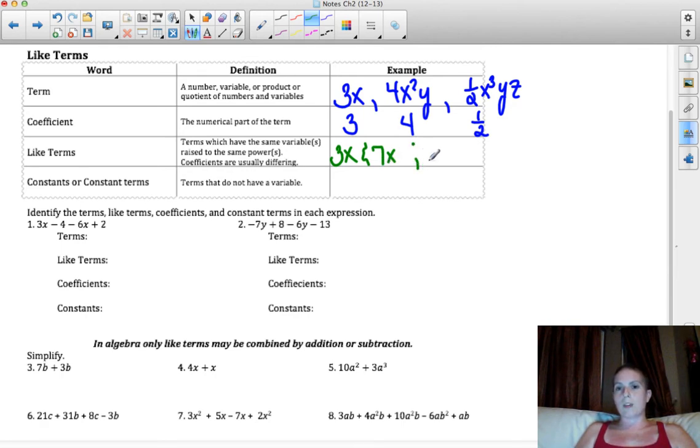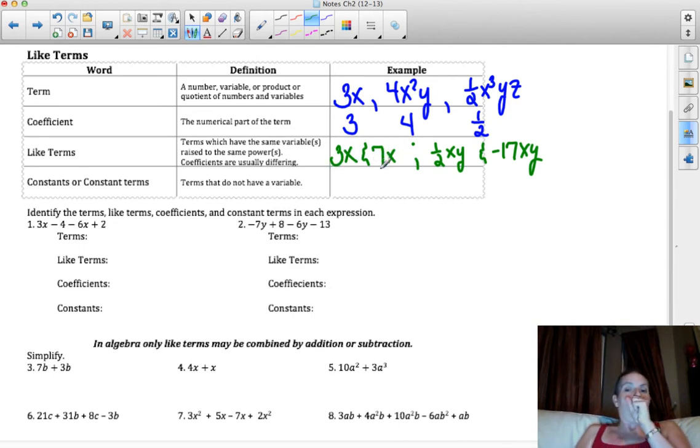Or maybe we're looking at a set like 1/2 xy and -17xy. Notice that the variable parts of each pair are the same, and the coefficient part is different.